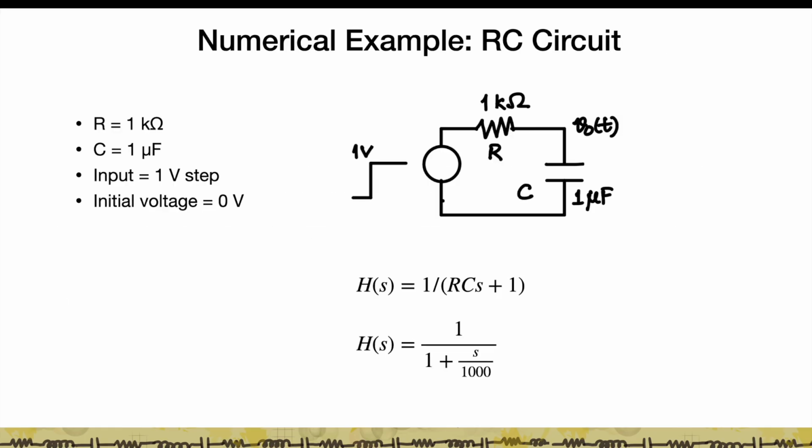Now let's make this concrete with a numerical example. Here we have an RC circuit with a 1 kilo ohm resistor connected to a 1 microfarad capacitor. The input is a 1 volt step and the initial voltage across the capacitor is 0. Now the time constant is R times C, which is 1 millisecond, and therefore the pole of the system is at s equal to minus 1 over RC, which is minus 1000 radians per second. The transfer function is 1 over 1 plus RCs. From this alone, we know how fast the system responds and how memory enters the behavior without solving a differential equation in time.